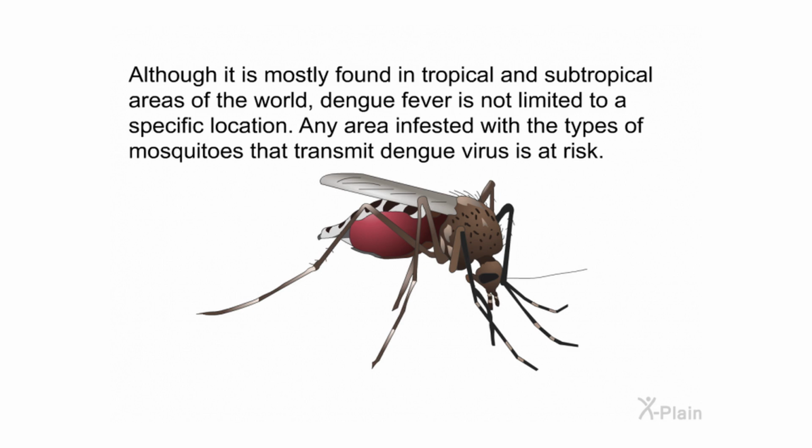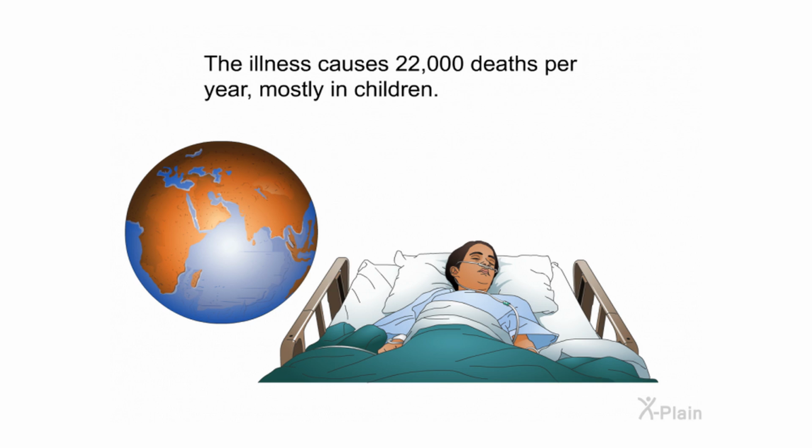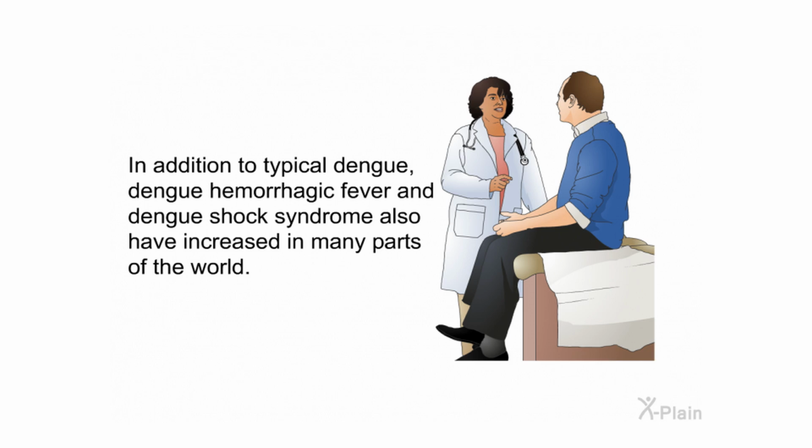Although it is mostly found in tropical and subtropical areas of the world, dengue fever is not limited to a specific location. Any area infested with the types of mosquitoes that transmit dengue virus is at risk. The illness causes 22,000 deaths per year, mostly in children. In addition to typical dengue, dengue hemorrhagic fever and dengue shock syndrome also have increased in many parts of the world.